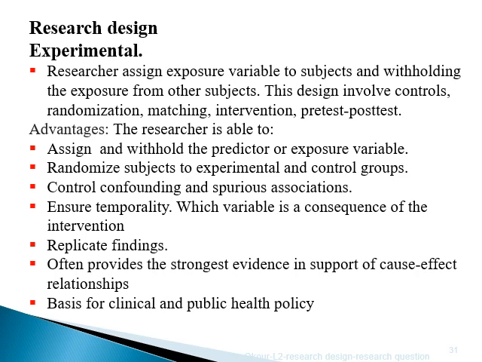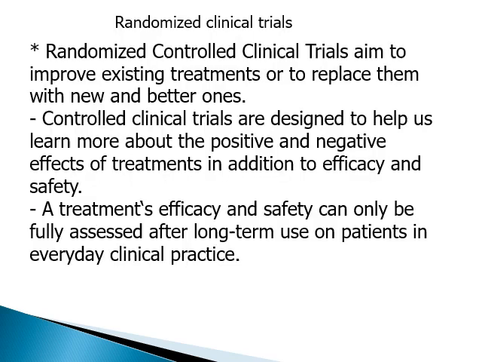Randomize subjects to experimental and control group, control confounding and spurious association, and ensure temporality. Temporality means that the exposure should occur before the outcome. Which variable is a consequence of the intervention? We might replicate the findings, and often these designs provide the strongest evidence in support of a cause-effect relationship and a basis for clinical and public health policy.